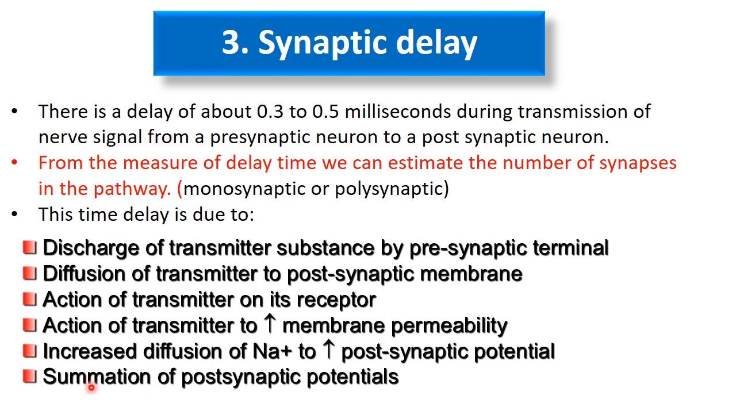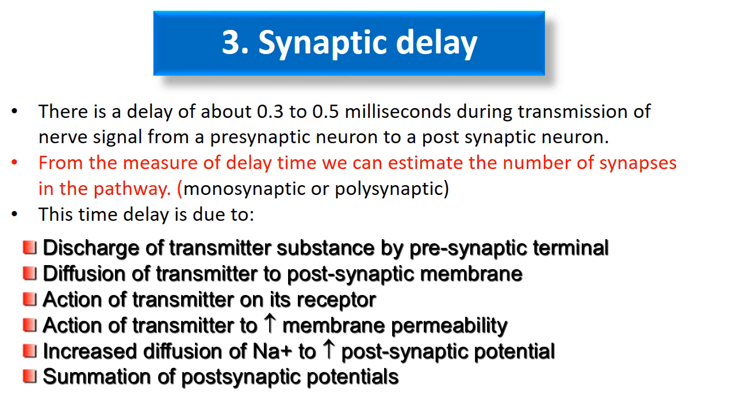we can say they are polysynaptic. So the delay time can tell us the number of synapses in the pathway, whether it is monosynaptic or polysynaptic. Monosynaptic means one synapse, and poly means more than two synapses. Disynaptic means two synapses.